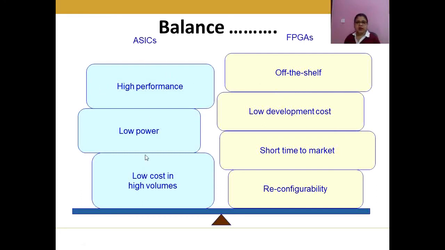ASIC, if I say, has high performance, low power and low cost in high volumes. But if I talk of FPGAs, they are off the shelf, with low development cost, a short time to market, and reconfigurability. So both types of techniques have their own advantages and hence they have a balance. For a few applications, ASICs are better. For a few areas, FPGAs are better.